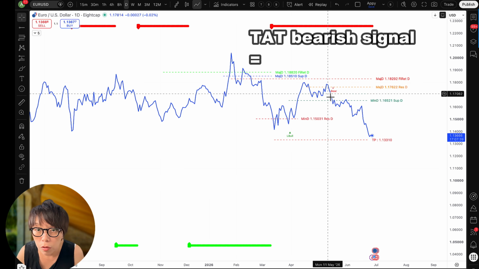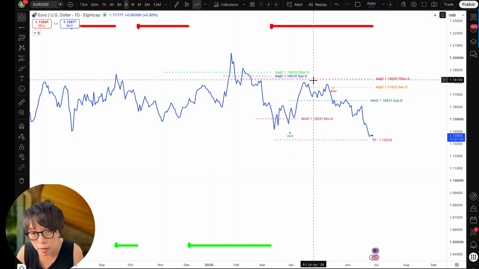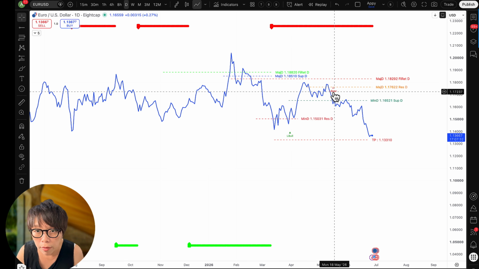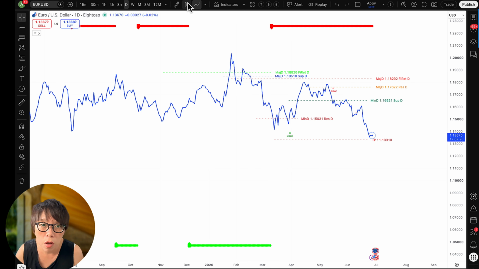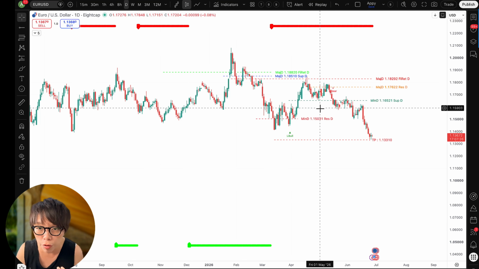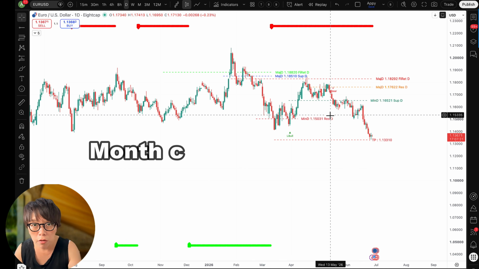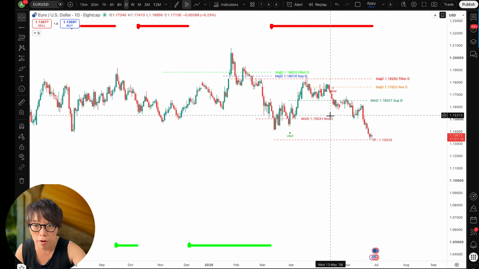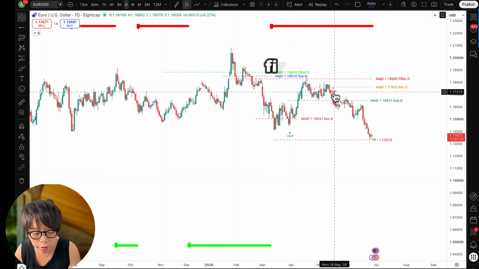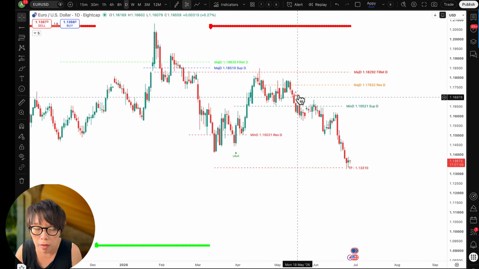This bearish signal was automatically derived, and it just says that when it hit the resistance level, for example, that's predicted, then when there is a trigger, it will point to a bearish signal. So I was actually waiting for that, and I was trading on the day chart. So you see, from the month chart, I progressed to the day chart because that's the natural progression. So I had the first sell around here, so that's based on the signal.